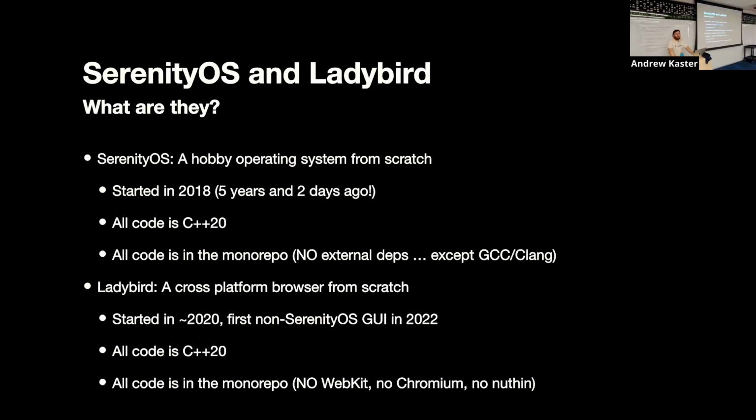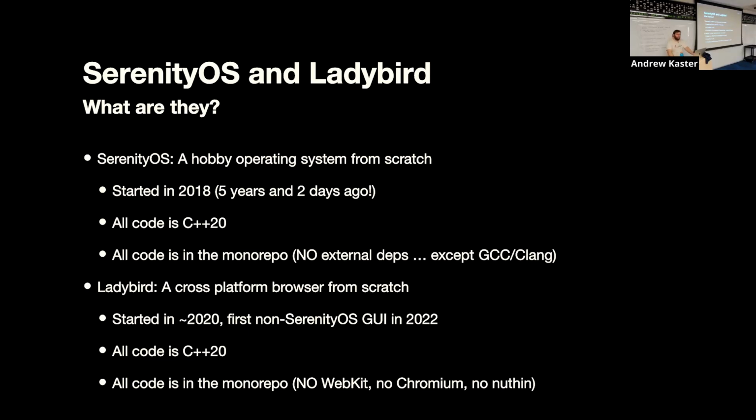Right, so what are we talking about here? Serenity OS is a hobby operating system from scratch. It was started in 2018, almost 5 years and exactly 2 days ago. All of the code is C++20, aside from tests and such that are text files, JavaScript, whatever else. And all the code is in this one mono repo on GitHub. The interesting thing about Serenity OS is that there are no external dependencies, except for GCC and Clang. I'll go into this a little bit later, but it's not Linux, it's not BSD, it's its own thing.